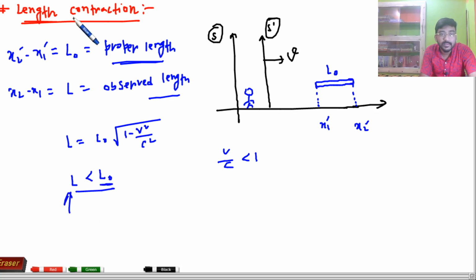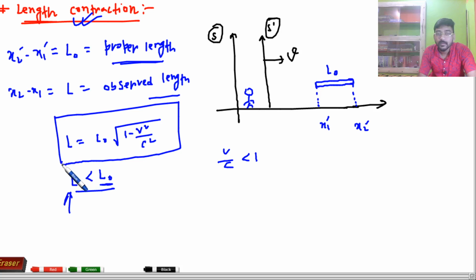So you can say the length is contracted. The phenomenon we can call length contraction. And this formula is very useful, but you have to understand what is L, what is L0, what is v. v is the velocity of the S dash frame with respect to the S frame. And L0 is actually the proper length, and L is the observed length.